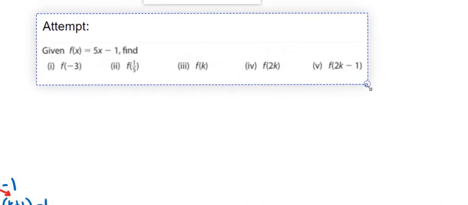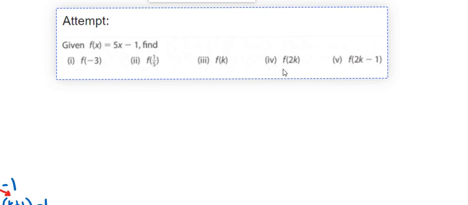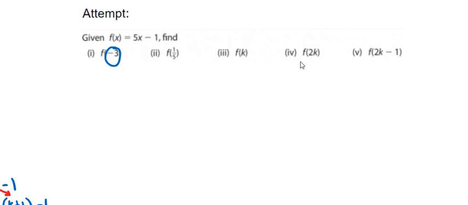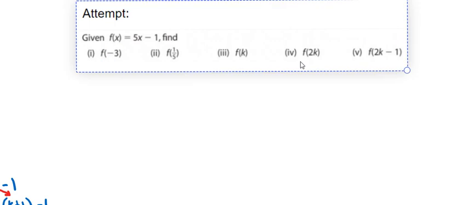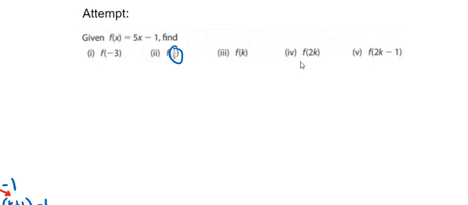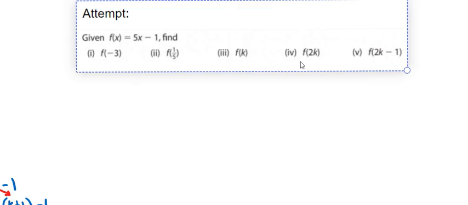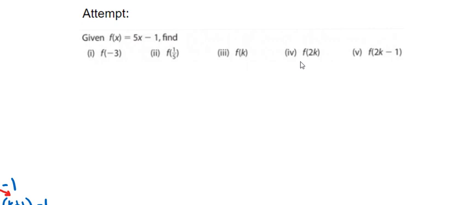So here's another one you can try yourself. If you want to pause the video there and attempt it, you've only got one function you're dealing with here. So f of x equals 5x minus 1, and you're putting a minus 3 in instead of the x first, and then you're putting in a fifth, actually a fraction, and then you're going to put in a k for the next one, then 2k, and then 2k minus 1. So try it and then play on the video and I'll go through the answers.